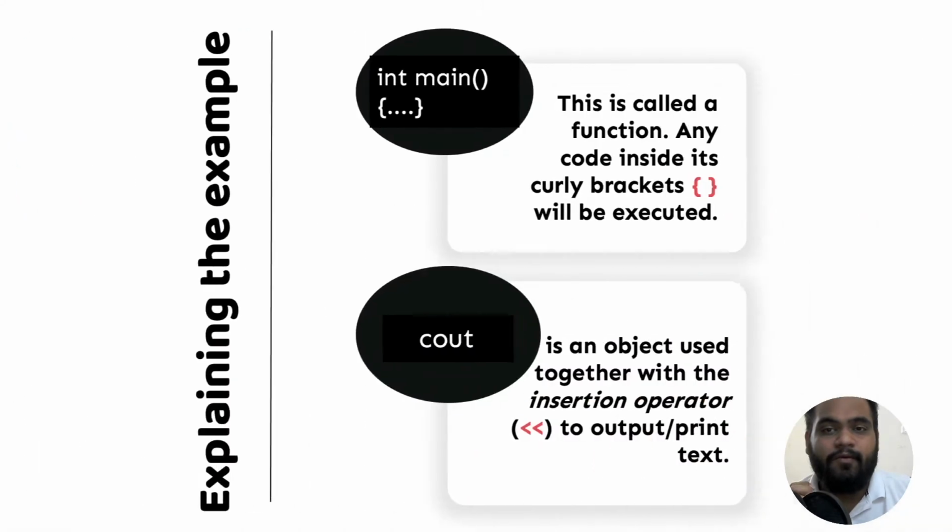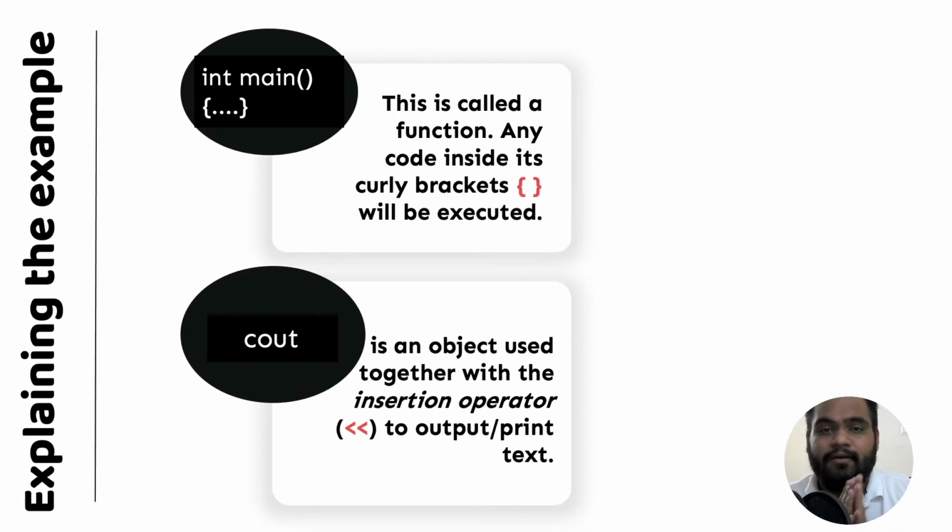Let's move on to the next part, which is int main. The int main, or the main function, as it's called, is a function. Any code inside the curly brackets will be executed. So you declare a function, the function name is main, and anything inside is going to be executed. Int main is the main body of your entire code, which structurally keeps all the code intact.